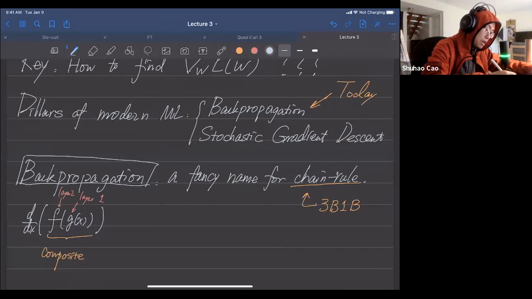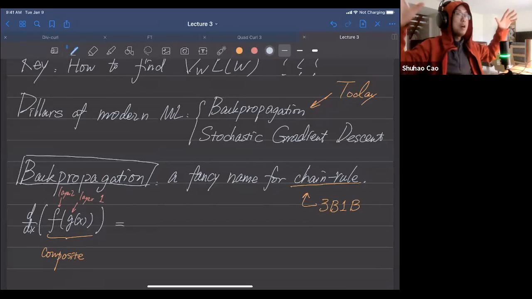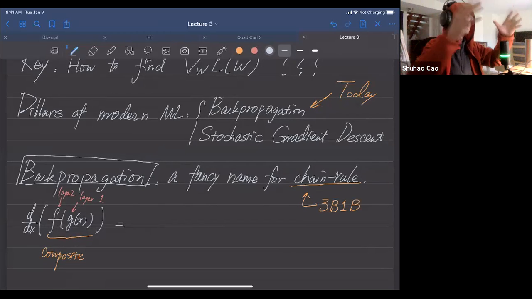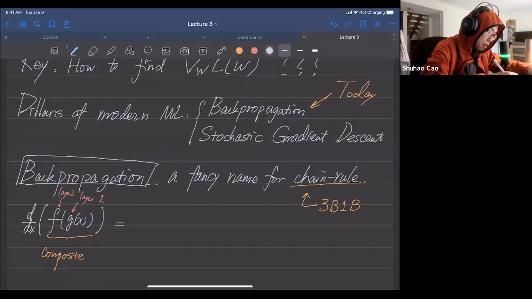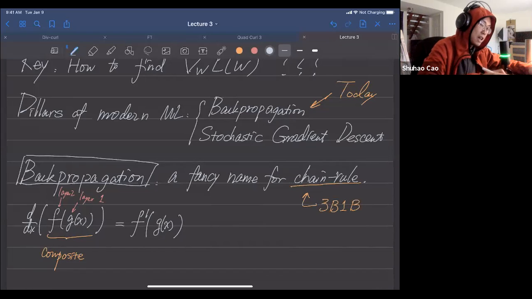And we have a composite function. What the chain rule does is we take the derivative from the outermost layer, and then layer by layer, we reach the innermost layer. So for example, the first one is f prime, the outermost layer, but it uses the inner layer as input.